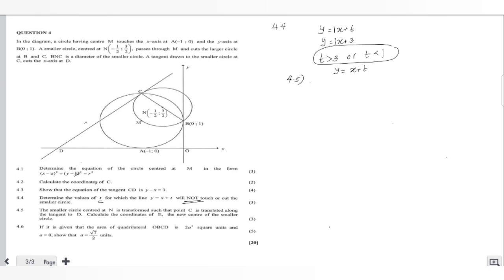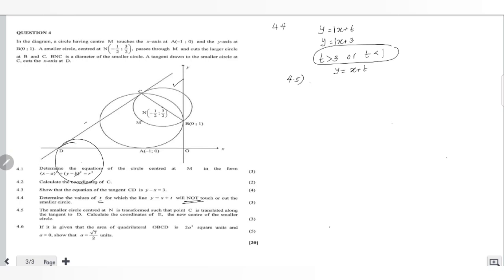The smaller circle, you can see the smaller circle with the center N is transformed such that the point C is translated along the tangent, which means that circle moves as it is downwards along the tangent, and the C becomes coincide with the D. The point C becomes D. That is, let me draw it and you will understand. This circle, I am talking about the smaller circle, will become here. It's going to be like this.